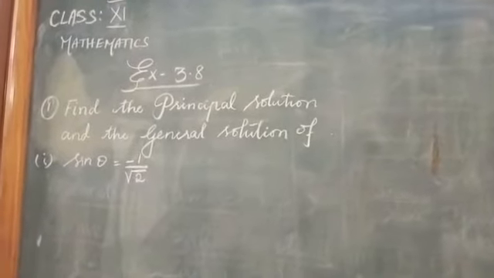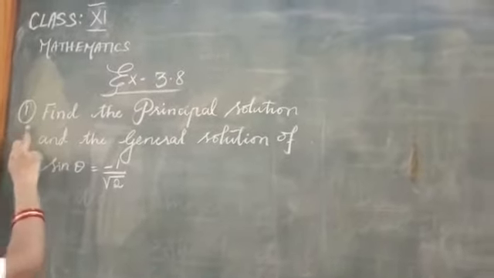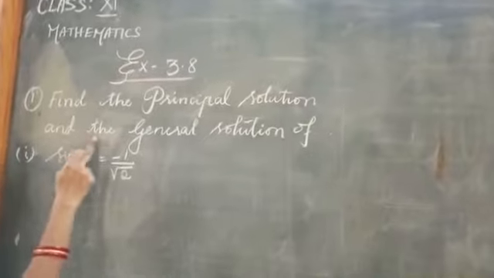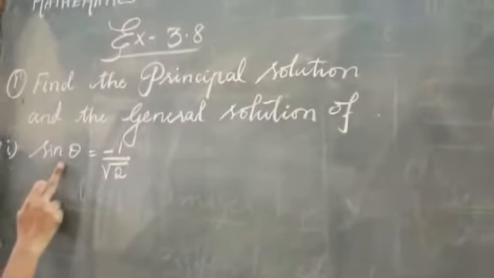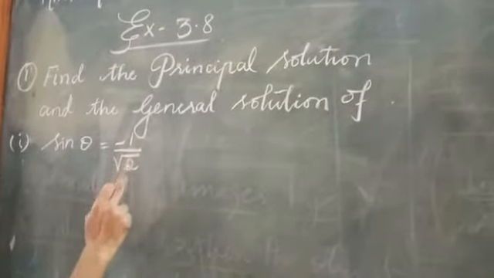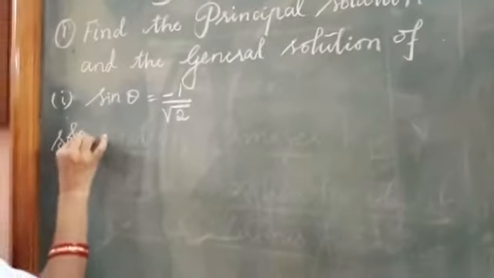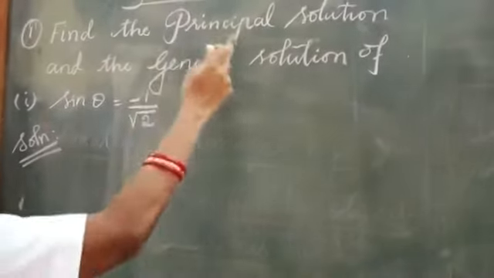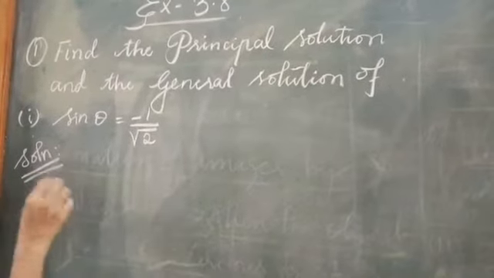In this session, we are going to see Maths exercise 3.8. First sum, find the principal solution and the general solution of first subdivision. We have sin theta is equal to minus 1 by root 2. Now let's see the solution. We have to find the value of theta in terms of principal solution and in terms of general solution.